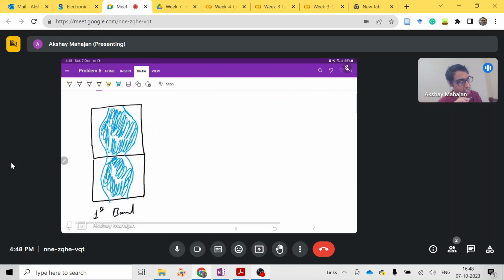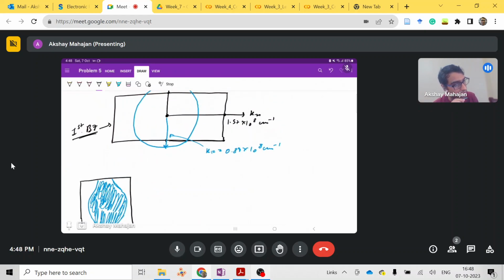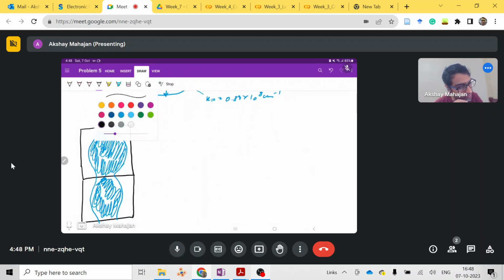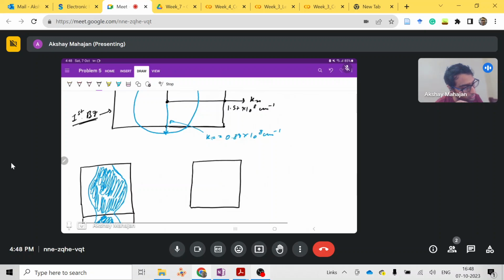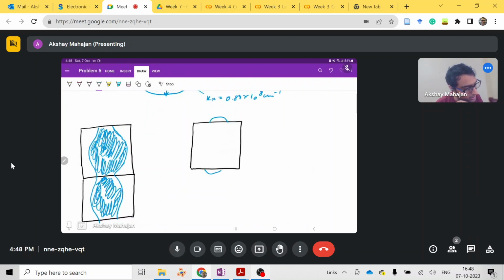Alright, and how will the second band look? The second band will have this shape, but it will be a little distorted. So what I can draw is, outside my first region, my surface will be a little distorted. So instead of being this, it will have some lesser value. And then I will just repeat this thing.